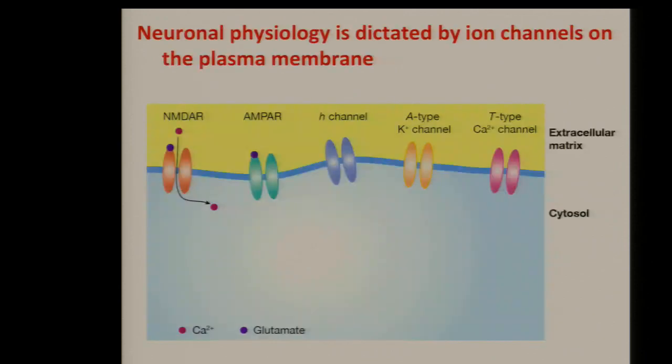Right? So what we have been talking about so far is about the plasma membrane, where you have these different kinds of receptors and channels. We have been talking about what exactly is the impact of these channels on neuronal physiology.